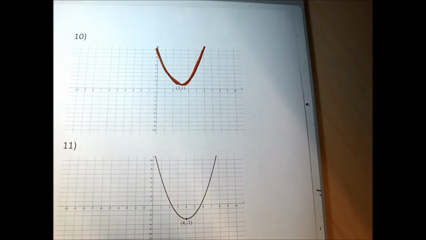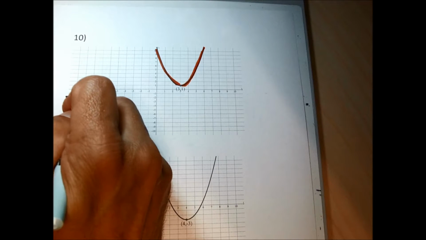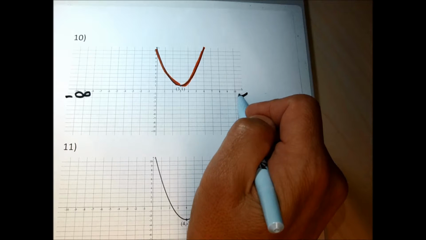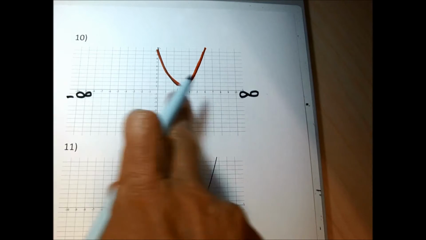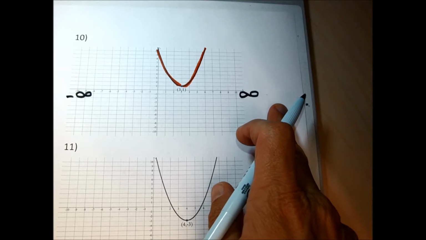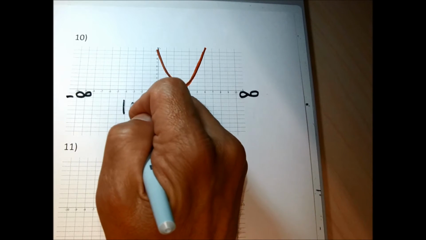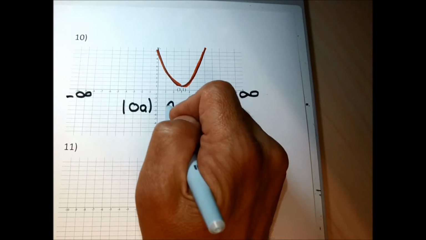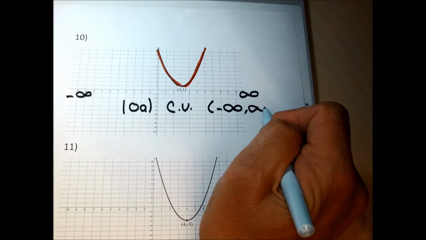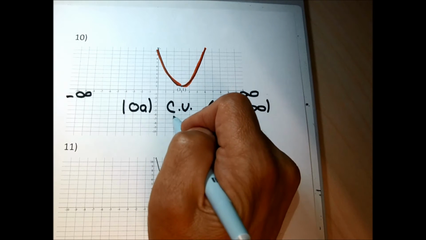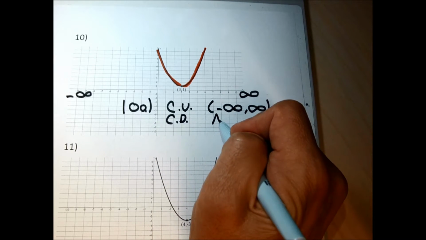So when I go to answer 10a, I'd put a negative infinity on the left edge of my number line, positive infinity on the right edge of my number line. There's nothing to go between it because it doesn't change concavity at all. So when I answer 10a, I would say it's concave up from negative infinity to positive infinity. And for concave down, it would be never.